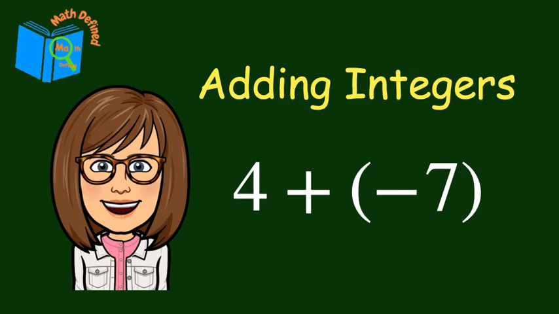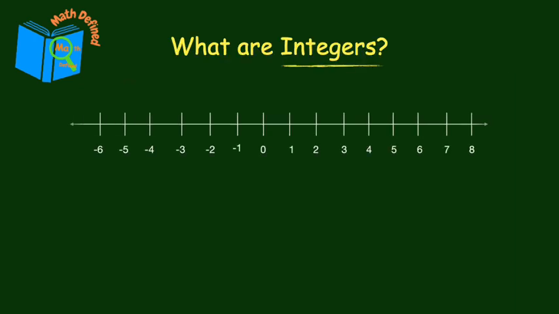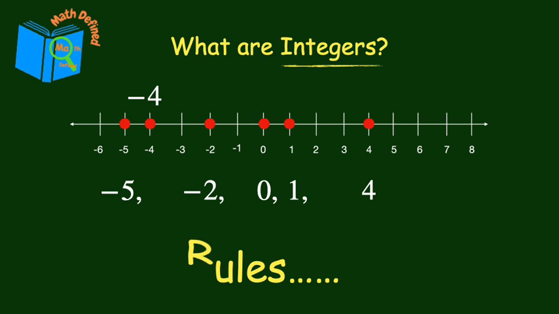Today we're going to learn how to add integers using some very simple rules. First, let's talk about what integers are. Integers are whole numbers and their opposites, including 0. So we're talking about numbers like -5, -2, 0, 1, 4, and its opposite, -4. When it comes to adding these numbers, we have some rules to follow to make it super easy.